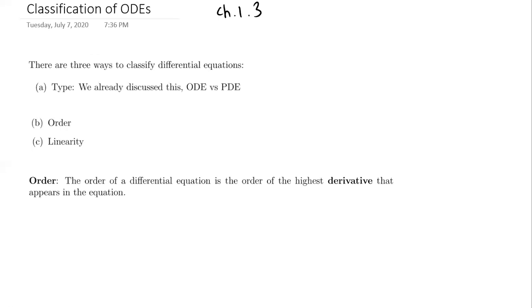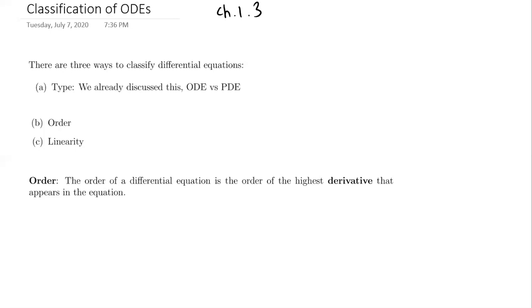Okay. So going back to classification. So I mentioned that we already talked about one form of classification, basically type. There's either ordinary differential equations or partial differential equations. Now, the second way to classify things is order, and then the third way is linearity. So these are the three main ways I would classify differential equations.